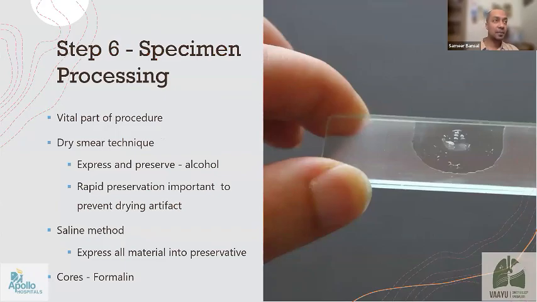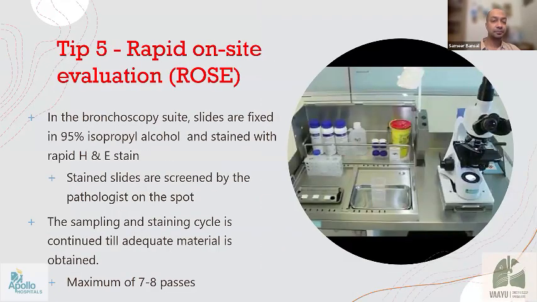Again, very, very important. Now you've done all this, you've taken the sample. The important part is how to process your specimen. This is again a very, very important part because ultimately this is why you're doing the procedure. Usually it is the dry smear technique, wherein you express everything on a slide, rub the slides together, fix it and rapidly preserve it in alcohol to prevent drying artifacts. Or you can express everything in saline for microbiological studies, and usually cores you can either put in formalin for histopathological analysis, or again put in saline for your microbiological analysis.